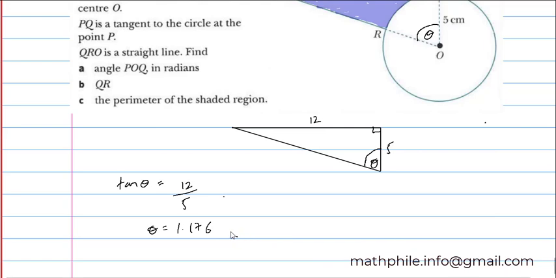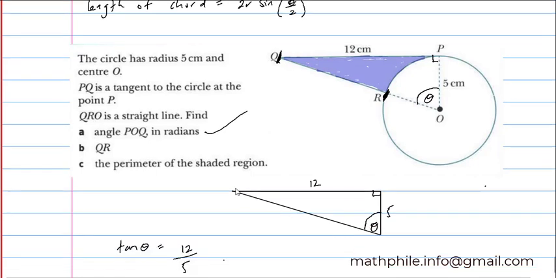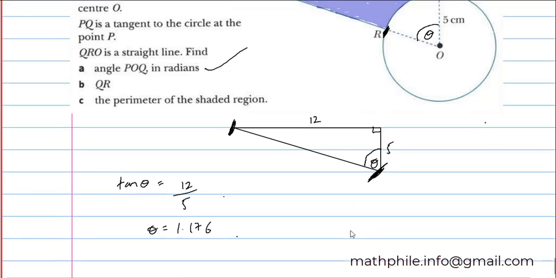Okay, so we found the first part of the question. The second part says you should find QR. QR is going to be from side all the way to the side. But because it's a right angle triangle, we can find from this side all the way to the side by using the Pythagorean theorem. So in this case, the Pythagorean theorem goes this way: h squared is equal to o squared plus a squared.